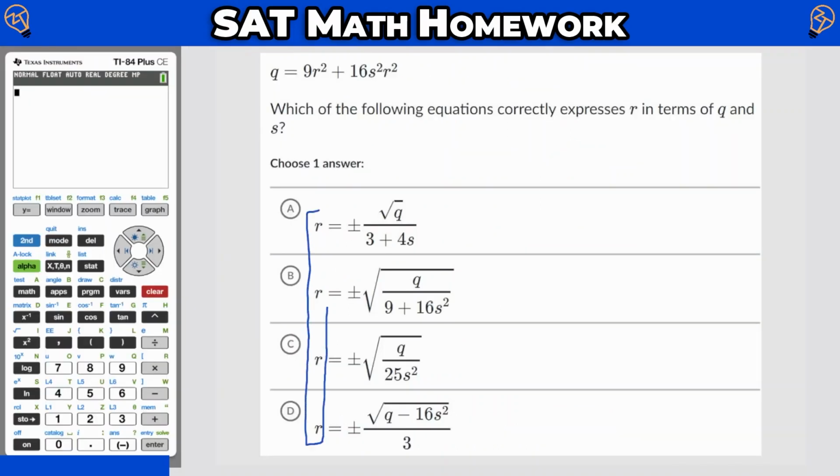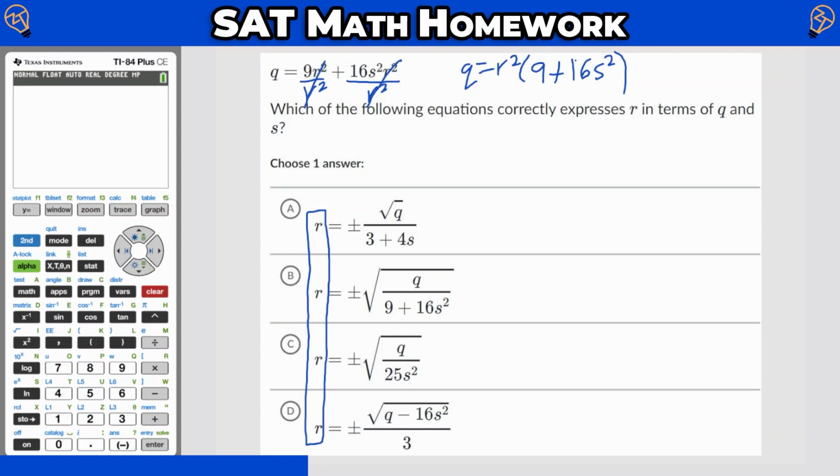That's why all the answer options say R equals. So I know I'm going to try to get R by itself. Notice R is in these two locations here. Whenever that occurs, you're going to have to factor it out. So I'm going to factor out R squared. I'm going to rewrite the Q equals. When I pull out R squared, I'm left with 9 plus 16s squared.